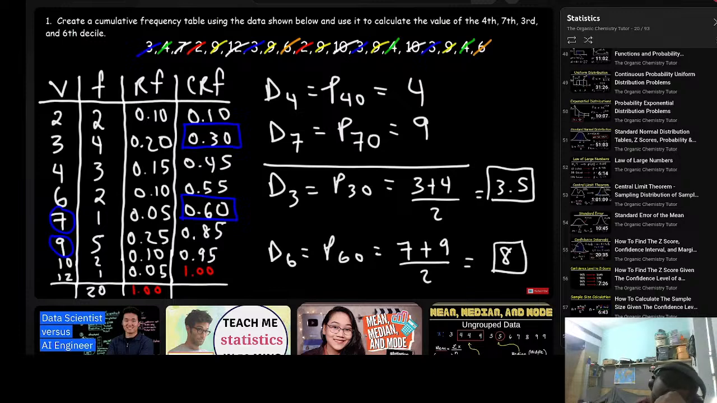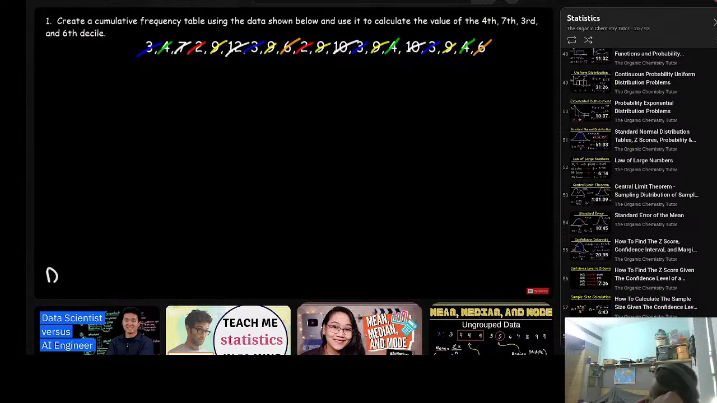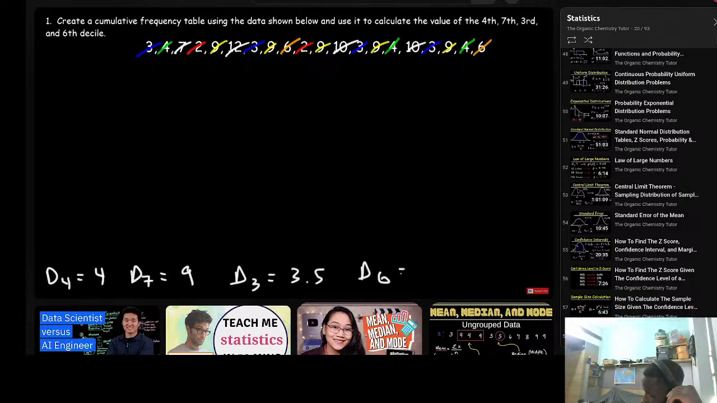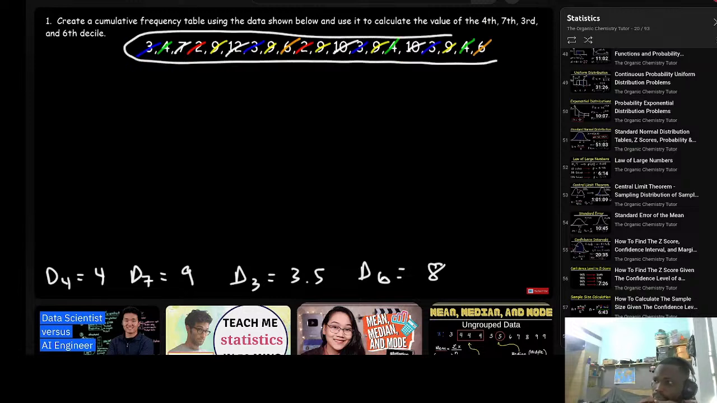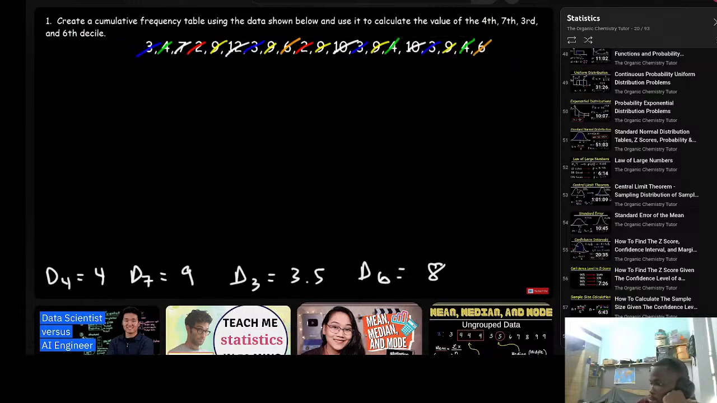Now let's confirm these answers. Let's see if we can make sense of it. So we said that the 4th decile is 4. The 7th decile is 9. The 3rd decile is 3.5. And the 6th decile is 8. Now let's go ahead and put this list in increasing order. You could also use the cumulative relative frequency table that we had to do this as well.